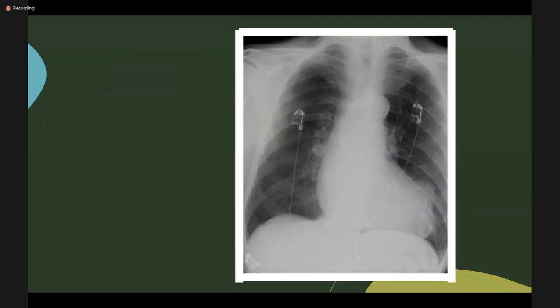Now, what is happening here? Any idea? Look at the heart. Guys, don't go for fancy things. First, look at the size of the heart. Go step by step. Is it normal or enlarged? Excellent. I achieved what I wanted to achieve.